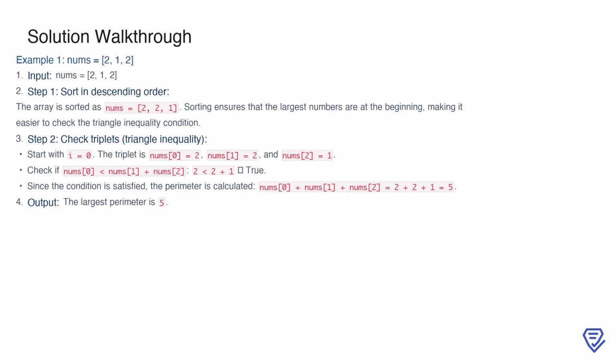The triangle inequality condition states that the largest side, nums[0], must be less than the sum of the other two sides, nums[1] plus nums[2]. Substituting the values, we check if 2 is less than 2 plus 1, which evaluates to true. Since the condition is satisfied, the perimeter of this triangle is calculated as the sum of the 3 sides, 2 plus 2 plus 1 is equal to 5. Therefore, the largest perimeter for this input is 5.